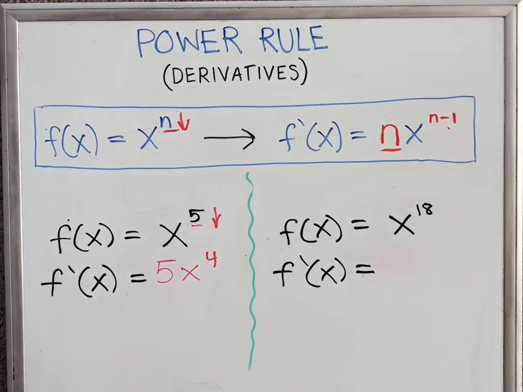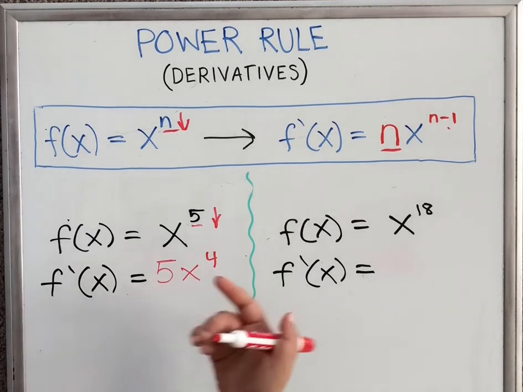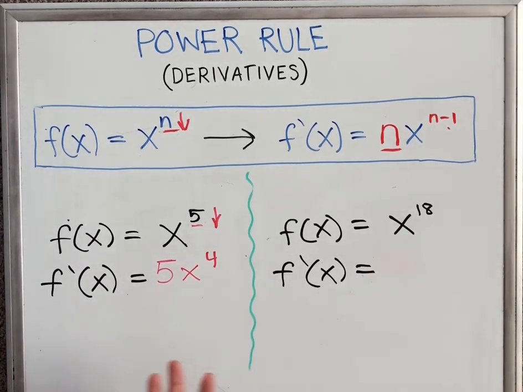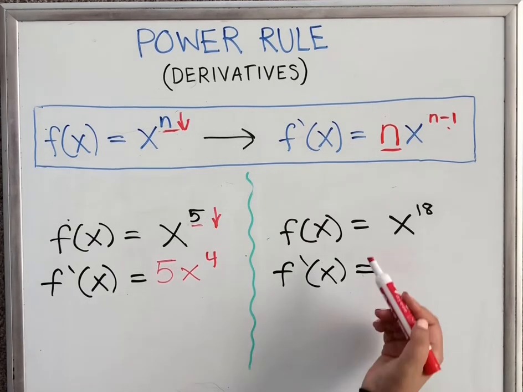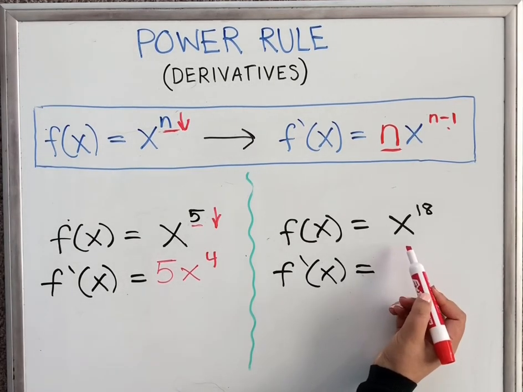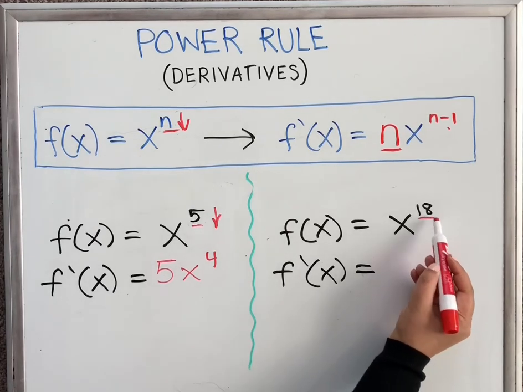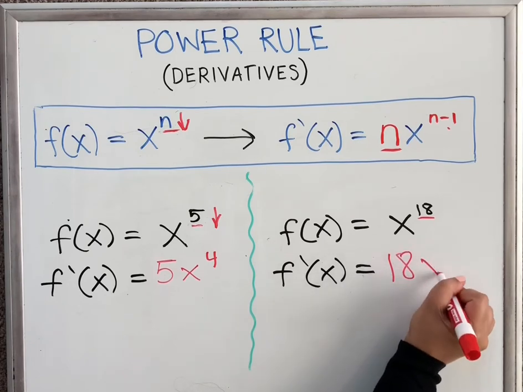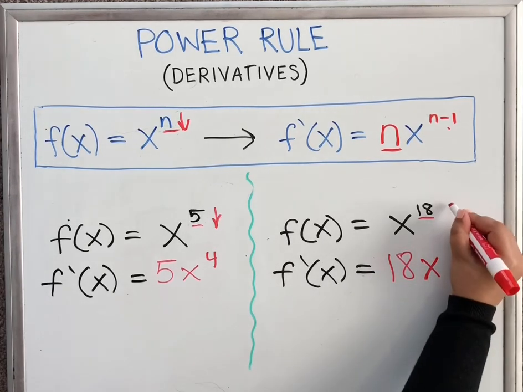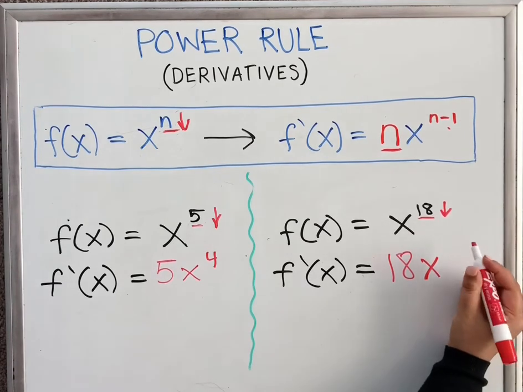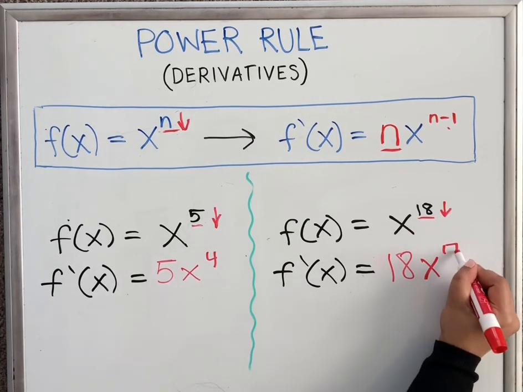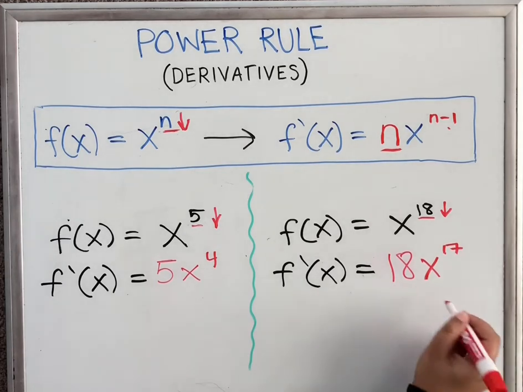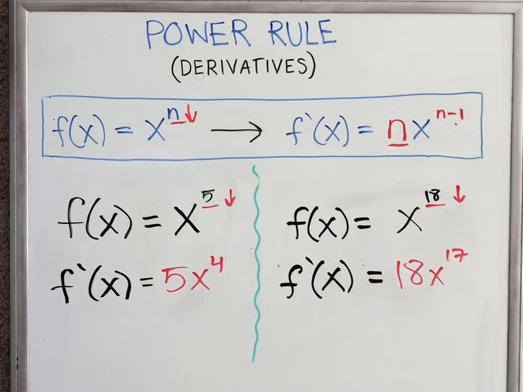And don't get intimidated by large numbers either. So instead of 5, say you have 18 or 100, whatever number you have, the steps remain the same. So, for example, f of x equals x to the 18th. Step 1, we're going to multiply the exponent down out in front of the variable. So we're going to get 18x, and then we're just simply going to drop the exponent by 1. So 18 minus 1 is 17. And there you go, you have your derivative. So that's basically how we solve power rule problems.